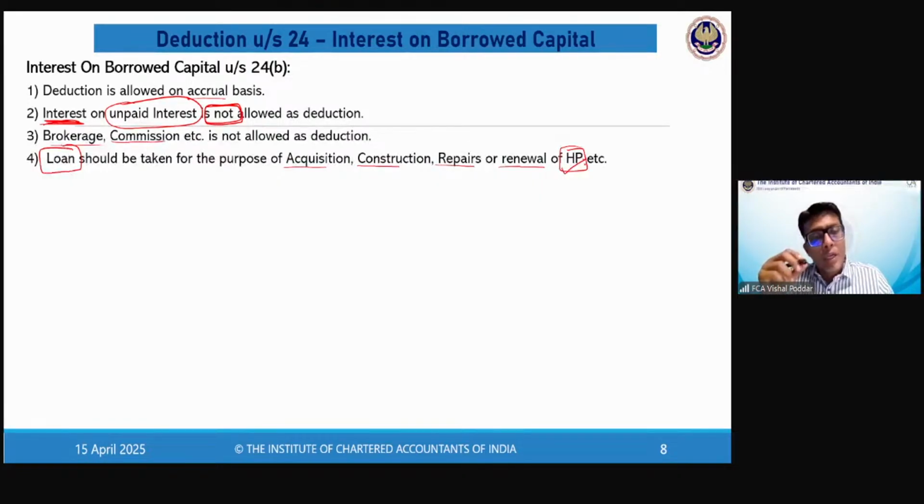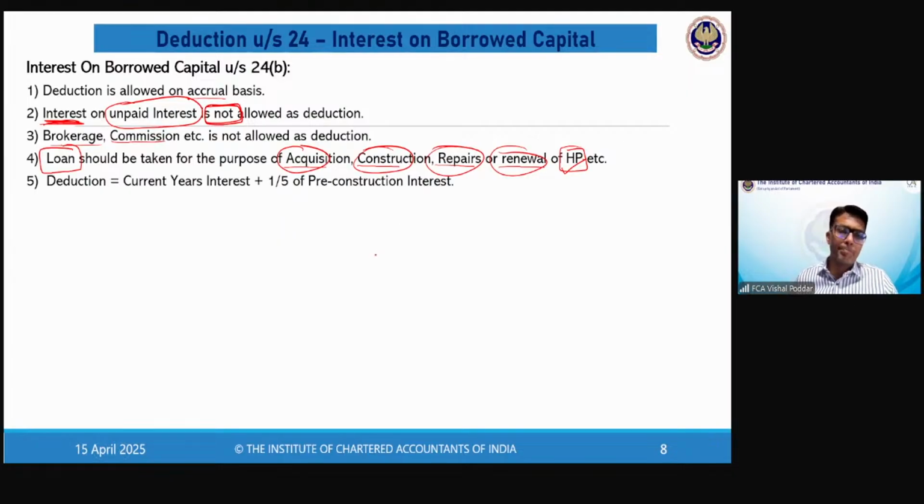If you have taken the loan for any other purpose, like let us say business or your personal use, even though you have given the house property as mortgage, as security for such loan, you will not get deduction here, because here we are considering the income coming from that house property. Hence, the expenses for the house property are only allowed, and any other expense which is not having any connection with the house property is not allowed. So here the interest deduction is allowed only when the loan is for the house property. For means either purchase or construction or repair, renewal, etc. of the house property.